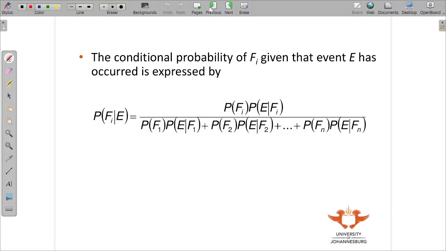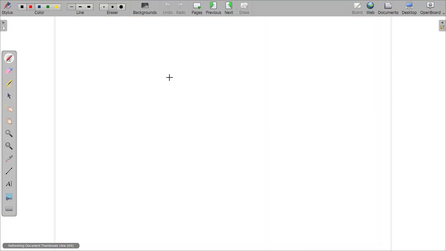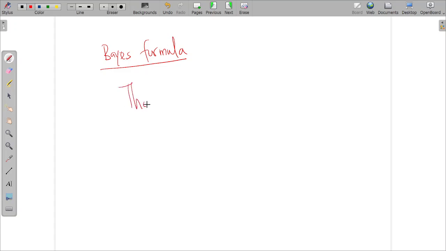Before this, let me quickly mention that this Bayes formula is named after an English statistician, and the name is Thomas Bayes. Thomas Bayes discovered this formula in 1763.